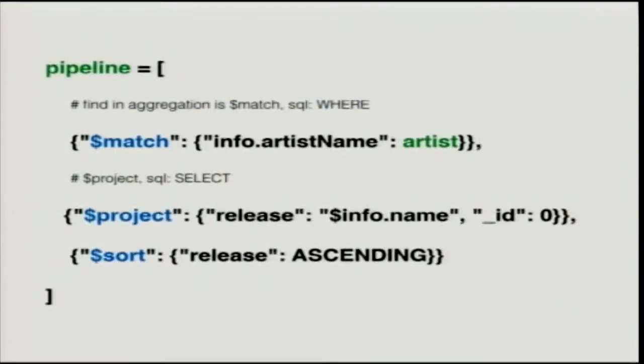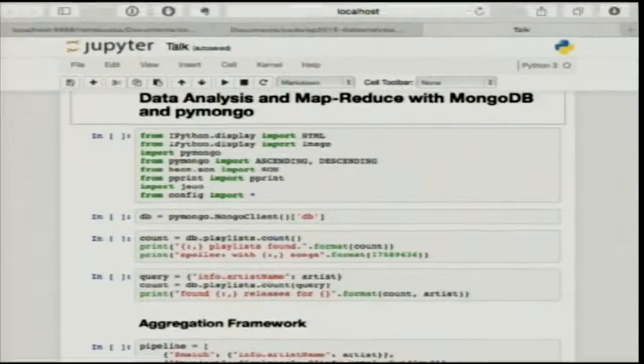And match is just basically a find, as you might remember from our document. It's the artist name, so we were looking for the artist, which is a variable I've stored already as Taylor Swift. Then we're going to do project. Basically, it's a select, and all we want to do is print out all the releases by Taylor Swift, sorted. So then we switch to this and go here.